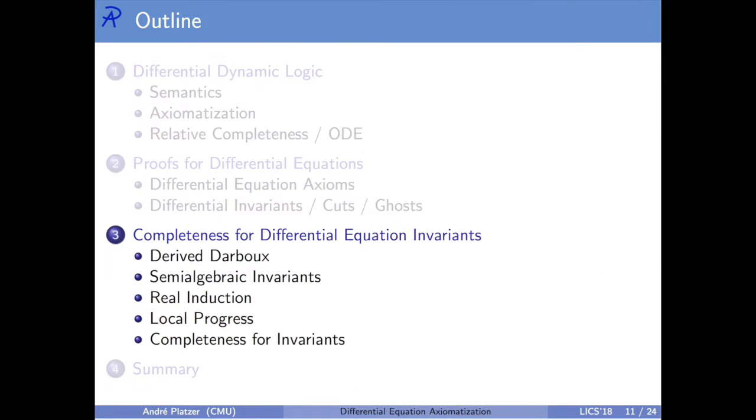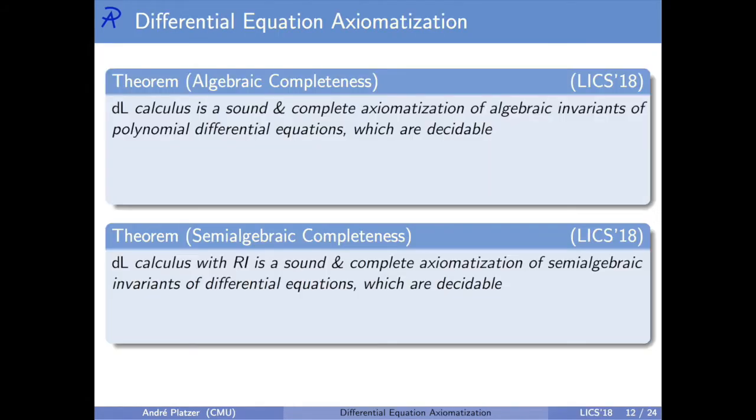Good. But now let's switch gears into trying to prove a lot of stuff out of it and trying to understand, wait, where do the cuts come from? Where do the ghosts come from? Why and how do we do this? And interestingly, the cool theorems are that what you've seen is sound and complete for algebraic invariants.